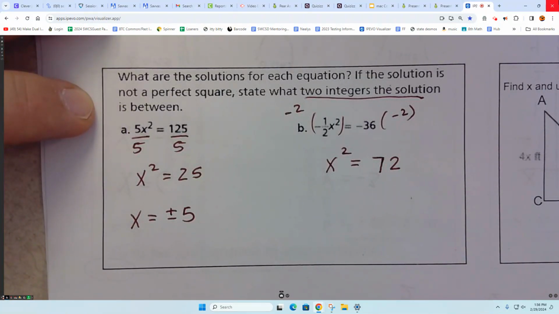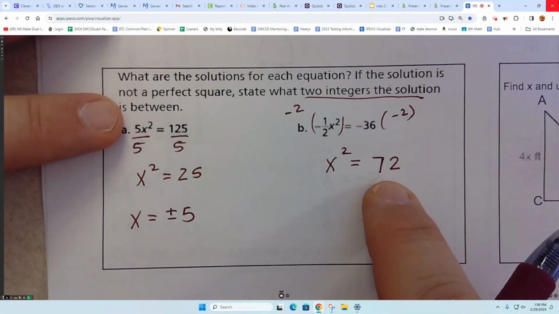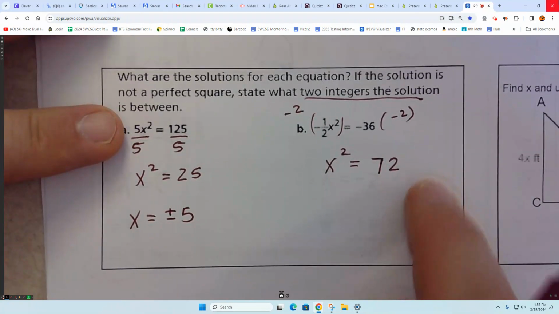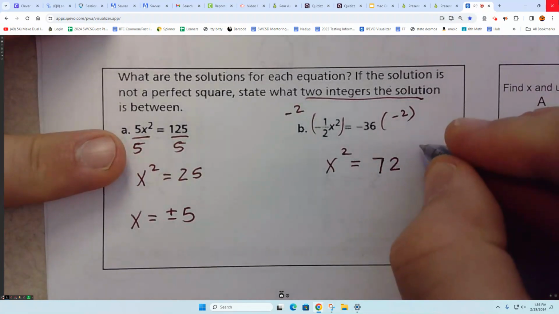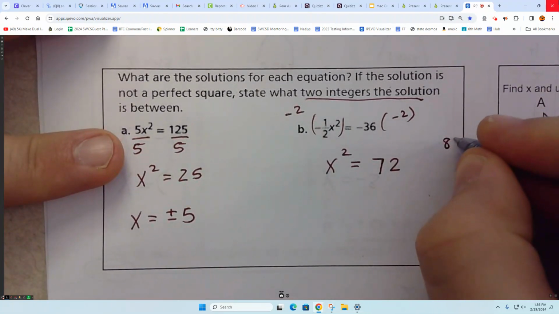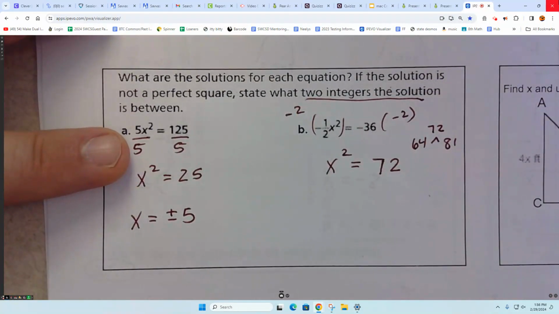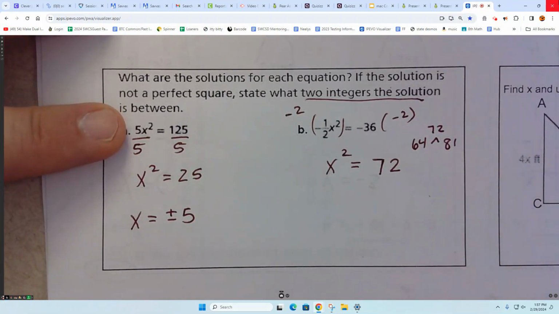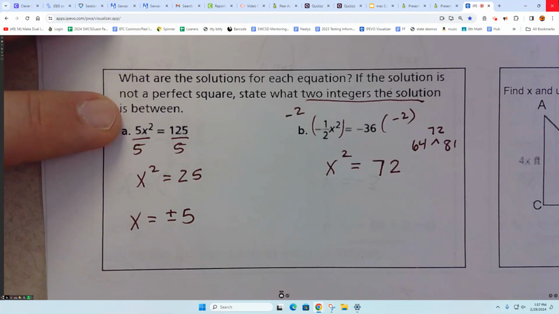I want to know what 2 integers this is between, because the square root of 72 is not a nice number. What's the next perfect square going up? 9. Okay, 9 squared is what? 81. And then what's the next one below it? 64. So this 72 is between those 2, right? So state what it is. It's going to give us a decimal. I could throw it in the calculator, but it doesn't say that. It says state which 2 integers it's between. What is it between? 8 and 9.